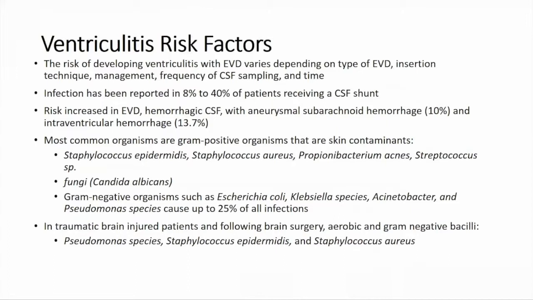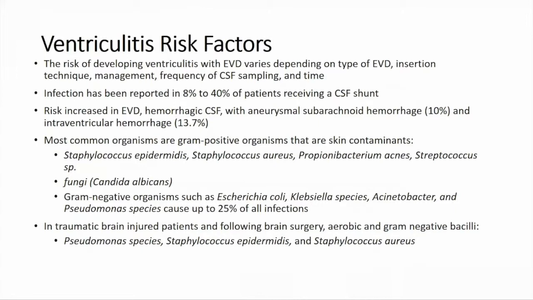Ventriculitis is also another important infection we see in the ICU. The risk of developing ventriculitis increases with external ventricular drains. Minimizing frequent CSF sampling helps prevent this. Infection has been reported in 8 to 40% of patients receiving a CSF shunt. This is highly variable based on age and time of shunting. Children are usually subject to increased risk with CSF shunting due to their behavioral manifestations, and the fact that they outgrow their shunt and often put traction on the shunt. Risk is increased with external ventricular drains. If you have hemorrhagic CSF, such as with aneurysmal subarachnoid hemorrhage, it's about a 10% risk, and with intraventricular hemorrhage 13.7%.